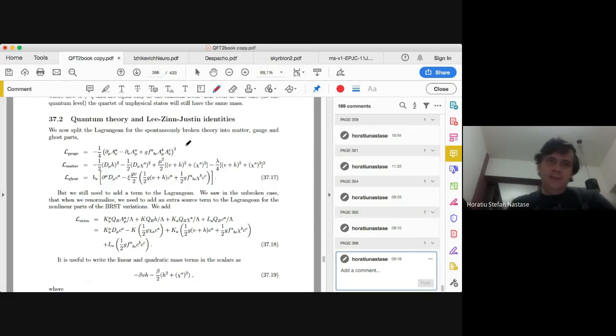Let's now look at the quantum theory and derive the quantum effective action. We will also derive the corresponding Slavnov-Taylor identities. So in the Lagrangian, there's a gauge part, which is the kinetic term for A mu A.